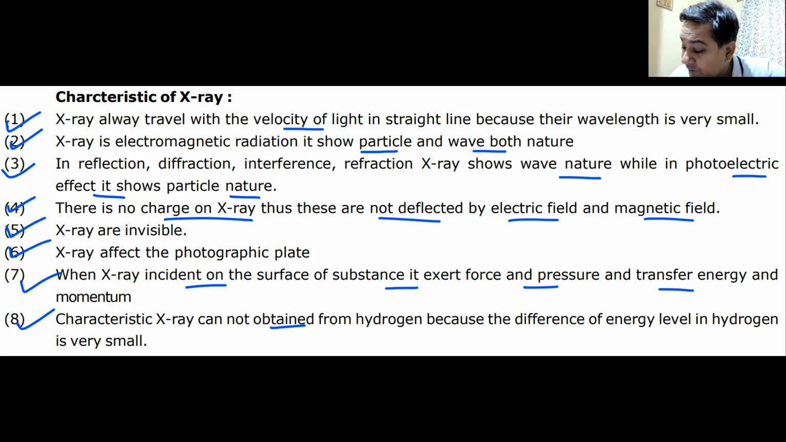Characteristic X-rays cannot be obtained from hydrogen because the difference of energy in hydrogen levels is very small. One important topic on which a straight question can come. Please note them down. Remember them. If you don't want to note them down, remember them always, because you will see straight away questions coming from this topic. Do we understand this? Yes, sir. Will you remember this? This is all about your remembering. Okay, sir. Shall I move on to some questions, sir? One or two questions, sir?